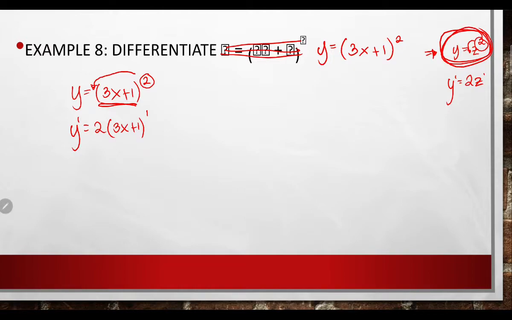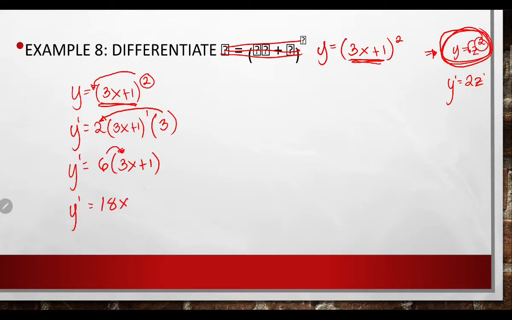This time, the derivative of your inside function, which is the 3x plus 1. What is the derivative of 3x plus 1? Remember, the derivative of 3x plus 1 is only 3. The derivative of 3x is 3, the derivative of 1 is 0. So 3 is what remains. This time, simplify. You have y prime equals 3 times 2, you have 6 times 3x plus 1. Simplify further, distribute 6 times 3x, you have 18x. 6 times 1, you have 6.